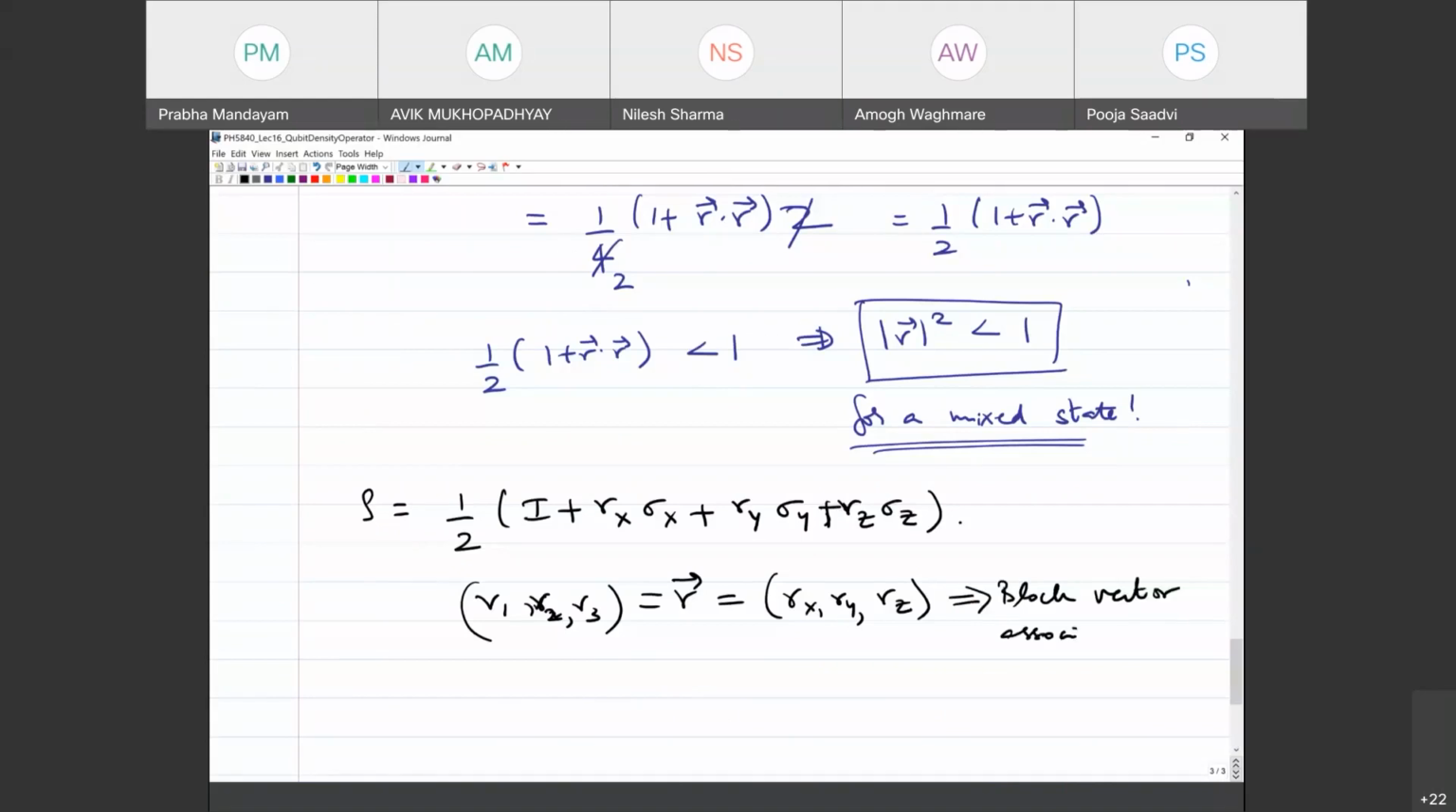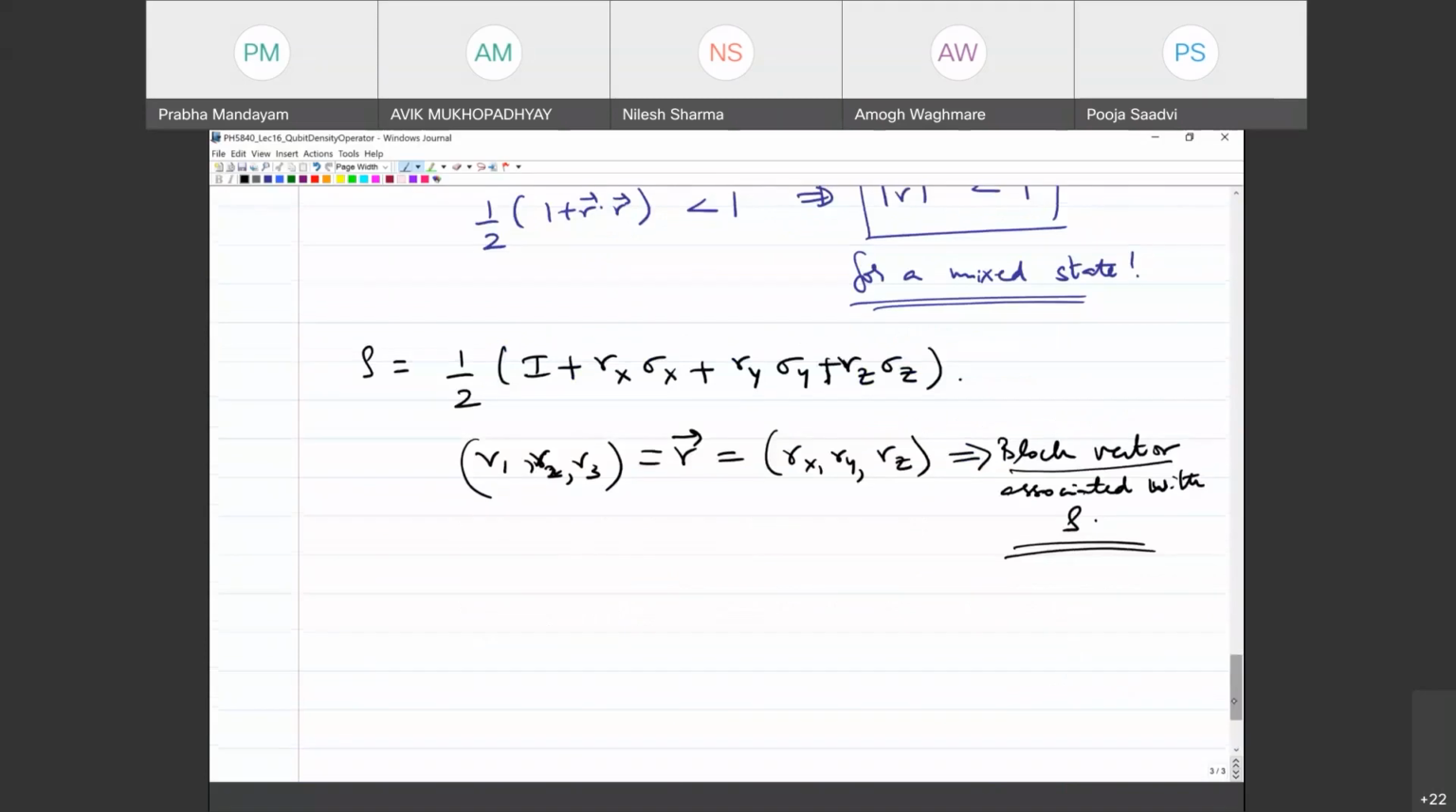Associated with rho. So every single qubit quantum state has a Bloch vector associated with it. If it's a pure state, the Bloch vector is simply a modulus 1 vector. If it's a mixed state, it's some vector with modulus strictly less than 1, right? So this R vector is what is called the Bloch vector associated with a quantum state, right? And so there is a mapping from the states to these Bloch vectors.